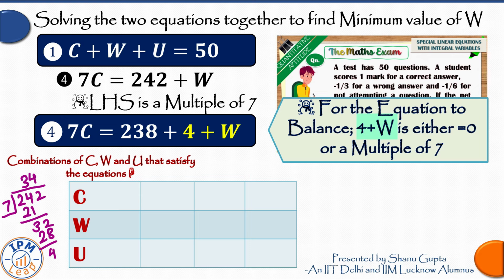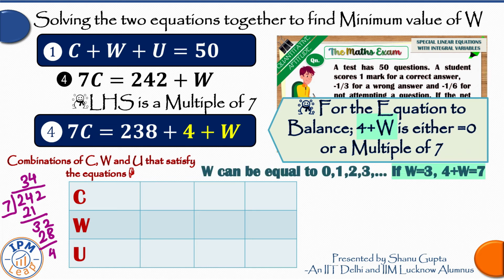Now the minimum number of wrong answers could be 0 or 1 or 2 or 3 and so on. I can see that if W is equal to 3, 4 plus W becomes 7, a multiple of 7. So here is our first solution. Just make sure when you are listing solutions, you list values for all 3 variables and cross-check if they lie in an acceptable range. So W is 3, putting W is equal to 3 in equation 4, we get the value of C as 35. And putting C as 35, W as 3 in equation number 1, we get the value of U as 12. So this is indeed an initial solution.